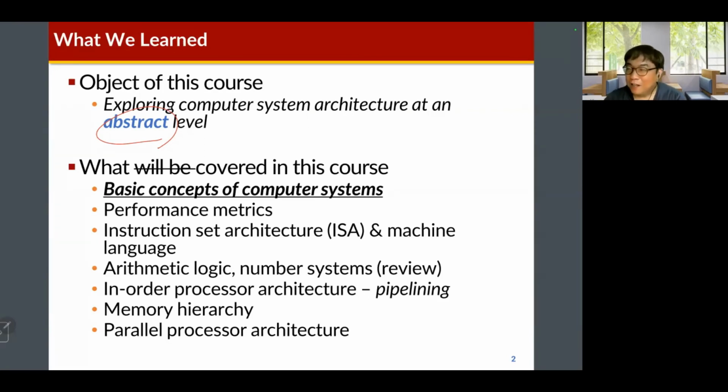I will also post the announcement about the final exam after this class. The final exam will take place in the same room, the same classroom, and I will also post the final exam time. So I will post the announcement about the final exam on Blackboard after this class.